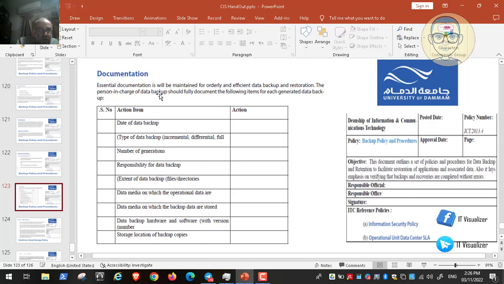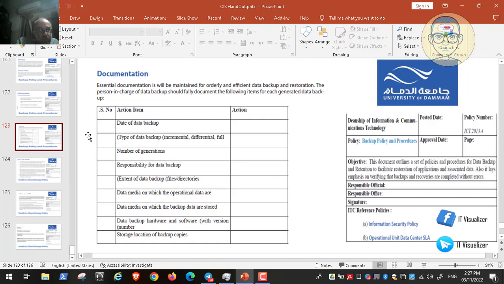The person in charge of data backup should fully document the following items for each generated data backup: date of data backup, type of data, number of generations, responsibility for data backup, extent of data backup files or directories, data media on which the operation data are stored, data media on which the backup data are stored, data backup hardware and software with version of the backup hardware and software, and storage locations of backup copies. So this is all related to the backup policy.